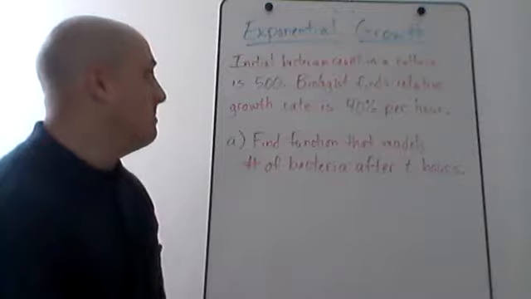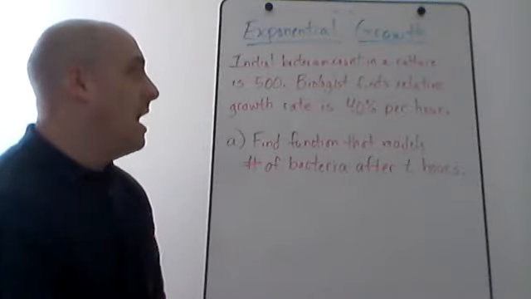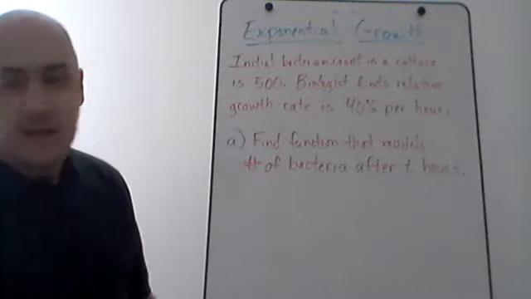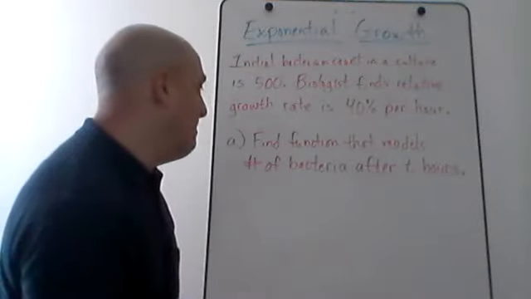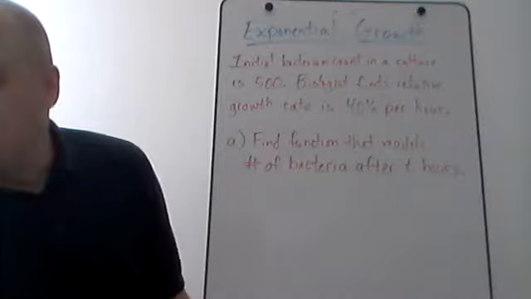The initial bacterium count in a culture is 500. A biologist finds that the relative growth rate is 40% per hour. And we want to find the function that models the number of bacteria after T hours.